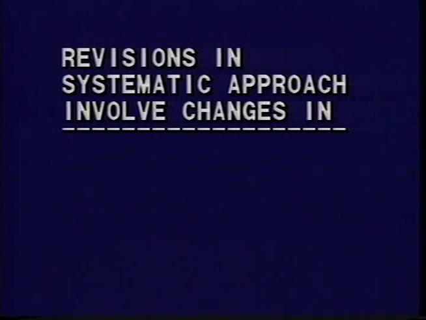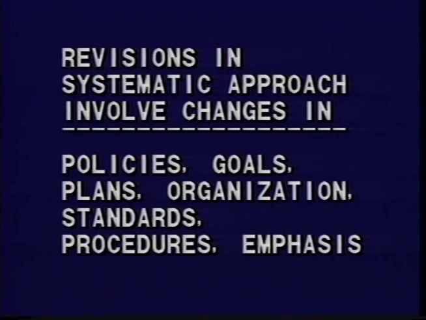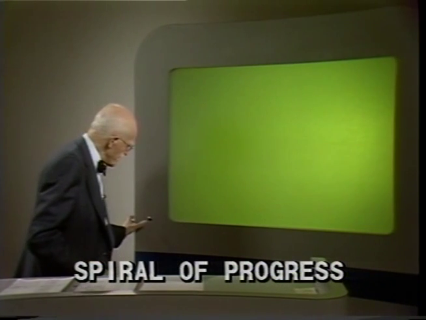First, revisions in systematic approach. These involve changes in policies, goals, plans, organization, standards, procedures, emphasis. To illustrate these, let's look at some major phases in the product life cycle. Then, for each phase, let's identify some remedies of a systematic nature. All products follow a life cycle similar to the well-known spiral of progress.